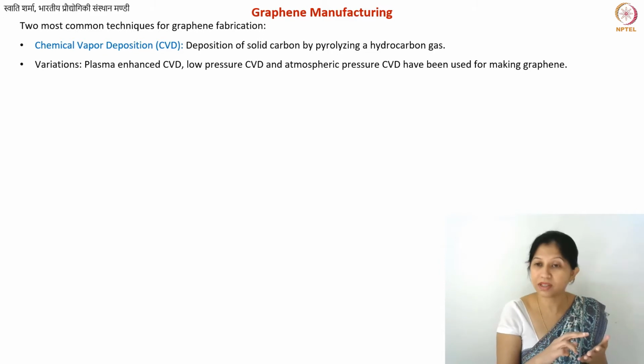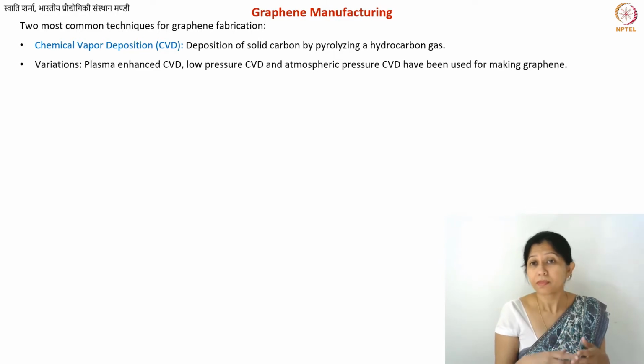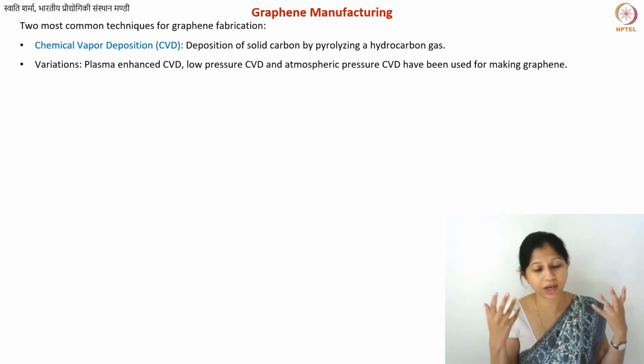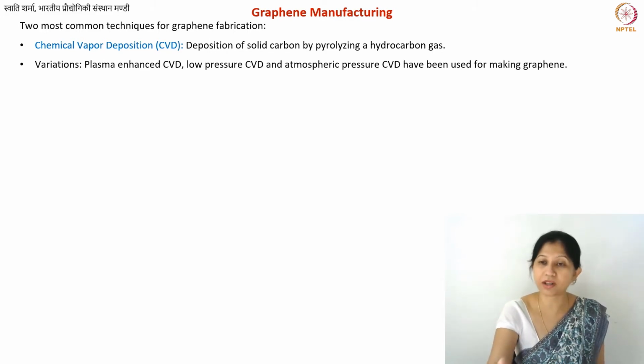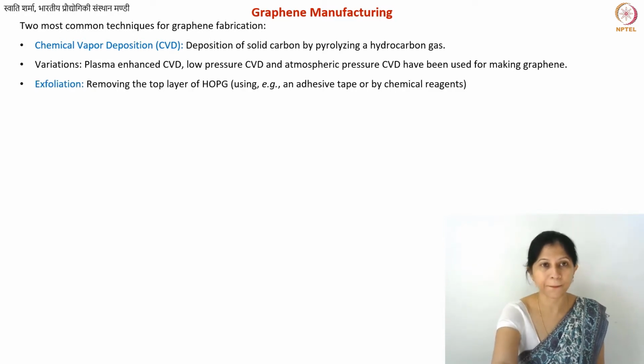You can perform CVD at low pressure or high pressure. High pressure in the context of CVD is atmospheric pressure. Okay, so you can perform the process at low pressure. That has also been reported for graphene manufacturing, and also atmospheric pressure has been used for making graphene. Okay. So you can have all of these variations and you can learn about them. There are various types of CVD processes, and again, that is beyond the scope of this course, so we will not be discussing them. Okay, fine.